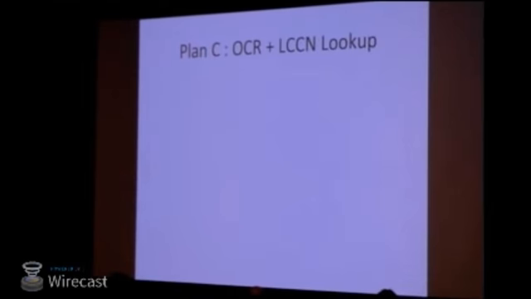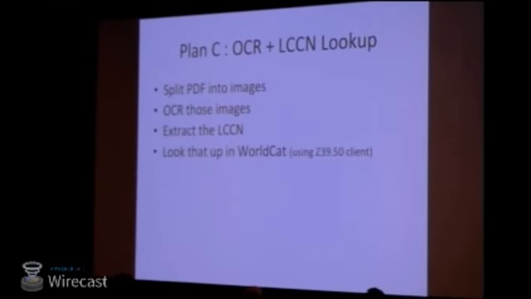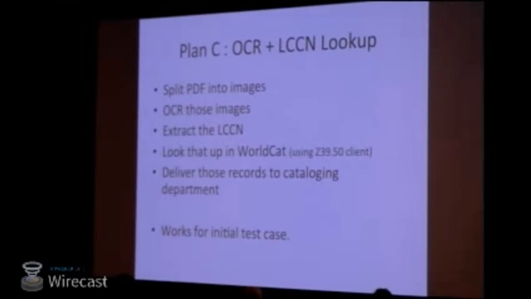I had a plan C of OCR plus LCCN lookup, and started working on that: split the images and OCR them, get the LCCN, look that one up, and deliver those records to the cataloging department. And in the test case for the first file, it worked great.